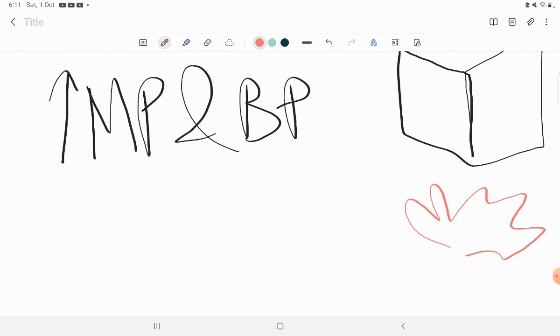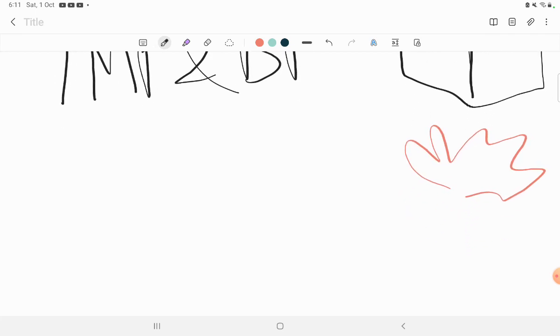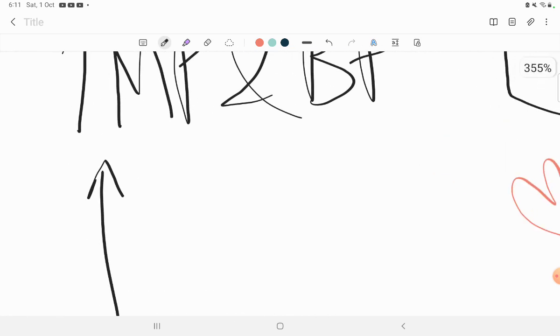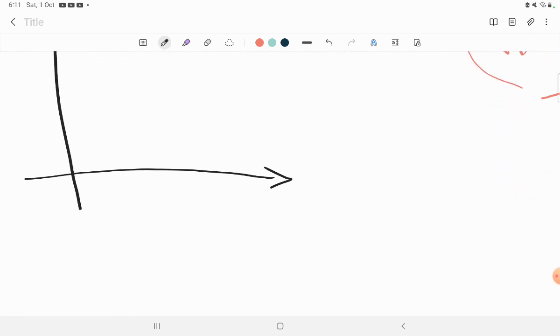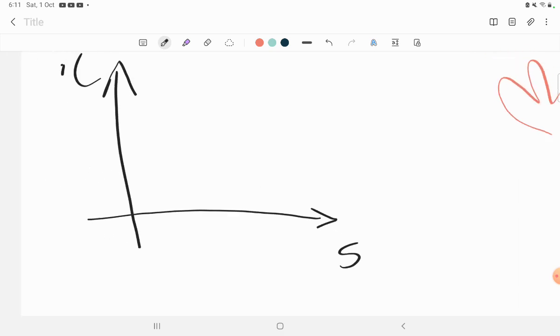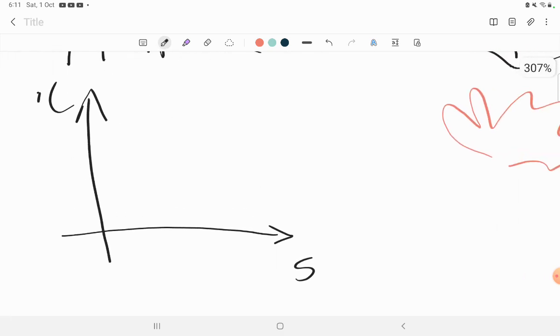Okay, let me put it in another way. Let's draw the temperature time graph. So this is the temperature and this is the time, which is seconds. So solid, then liquid, then gas. So this temperature would be, let's say, 95 degrees Celsius.